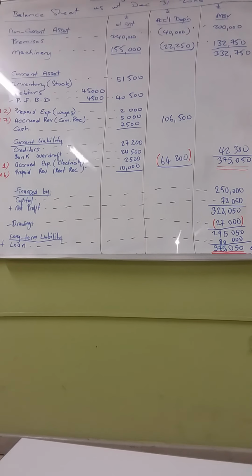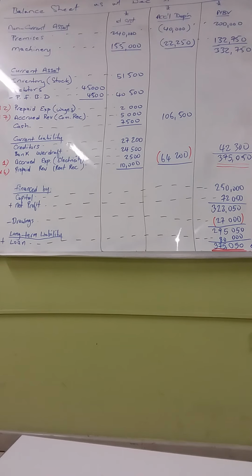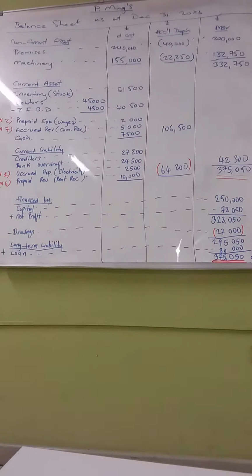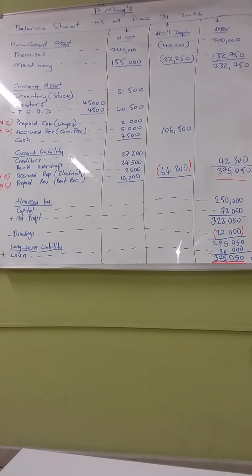All right. So that's the balance sheet. And again, we're doing the question for P Ming. And you'll find the adjustments. These are the adjustments. There were some dots, so all I simply did was label them 1, 2, 3, 4, 5, 6, 7.